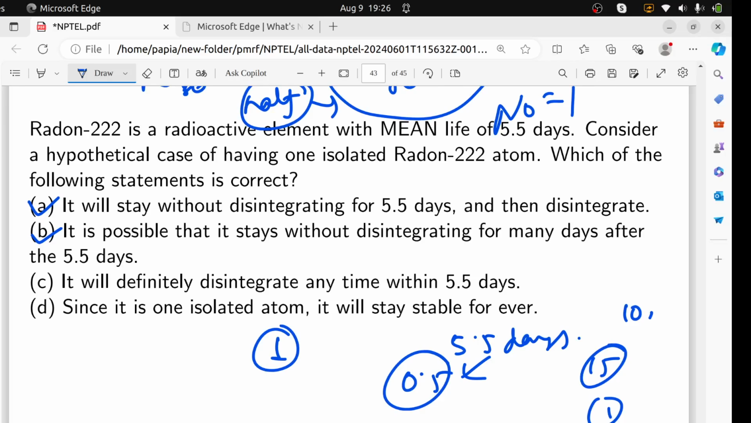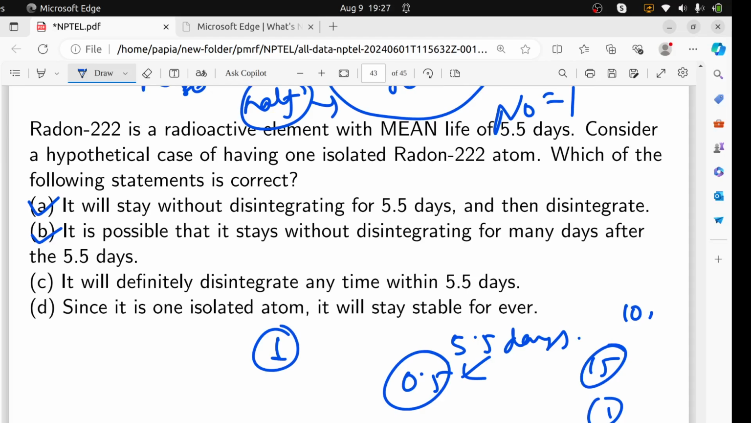So for the mean life case also, it is possible that it stays without disintegrating for many days after the 5.5 days. That is also fine. It will stay without disintegration for 5.5 days and then disintegrate. That is also fine. That it will definitely disintegrate, we can't say. So option C will not happen because it's a probabilistic one.